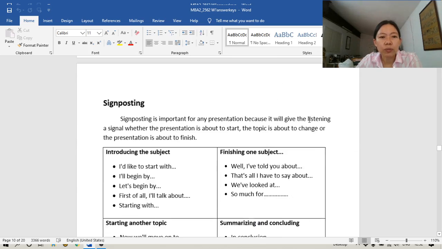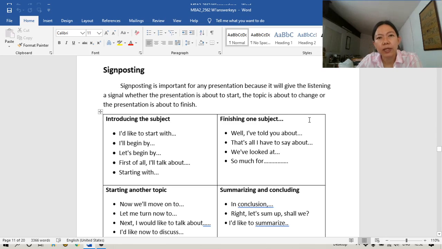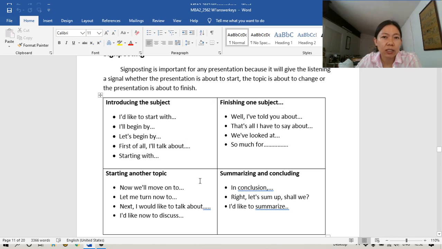Let's move on to page 11 with the signposting. When you're giving a presentation, you need signposting sentences to give the audience a signal of whether you are going to introduce a new subject, a new topic, or when you finish one subject and would like to move on to another topic. And also, you can use signposting sentences to give a summary or a conclusion.